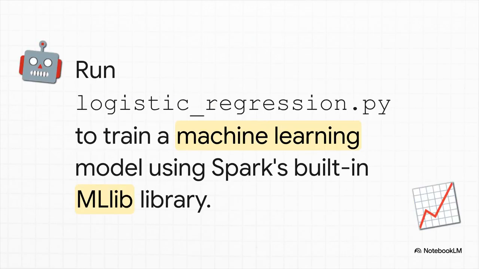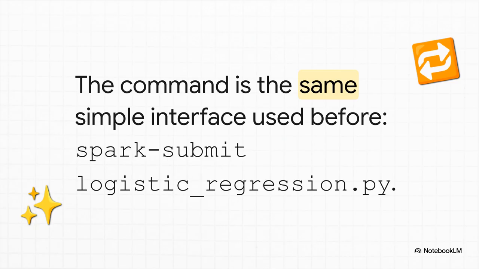Okay, for our second run, let's level up. This time, we'll run a script that uses Spark's built-in machine learning library, MLlib. This program actually trains a logistic regression model. This shows that our setup isn't just for simple counting. It's a full-on platform ready for some serious data science. And notice this. The command to run this much more complex machine learning job is exactly the same, spark-submit. That consistent, simple interface is one of the things that makes Spark so incredibly powerful and easy to work with.